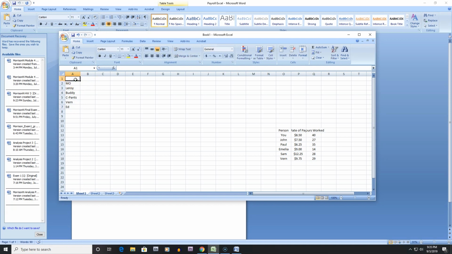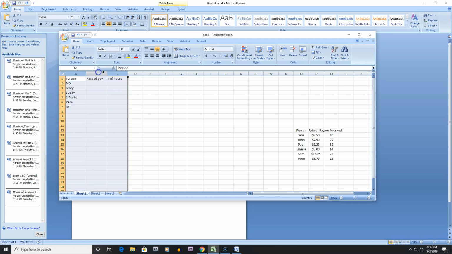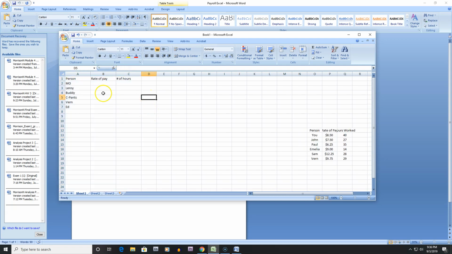So I have up here person. And then I'm going to go over here and type rate of pay. Then we'll go number of hours. So that's your number of hours worked. Okay, and then I'm going to highlight these 3, double click, and it fixes them for me. And if I want to make them just a squidge bigger, I can go ahead and make them a squidge bigger. So now I'm just going to enter all this stuff in there.